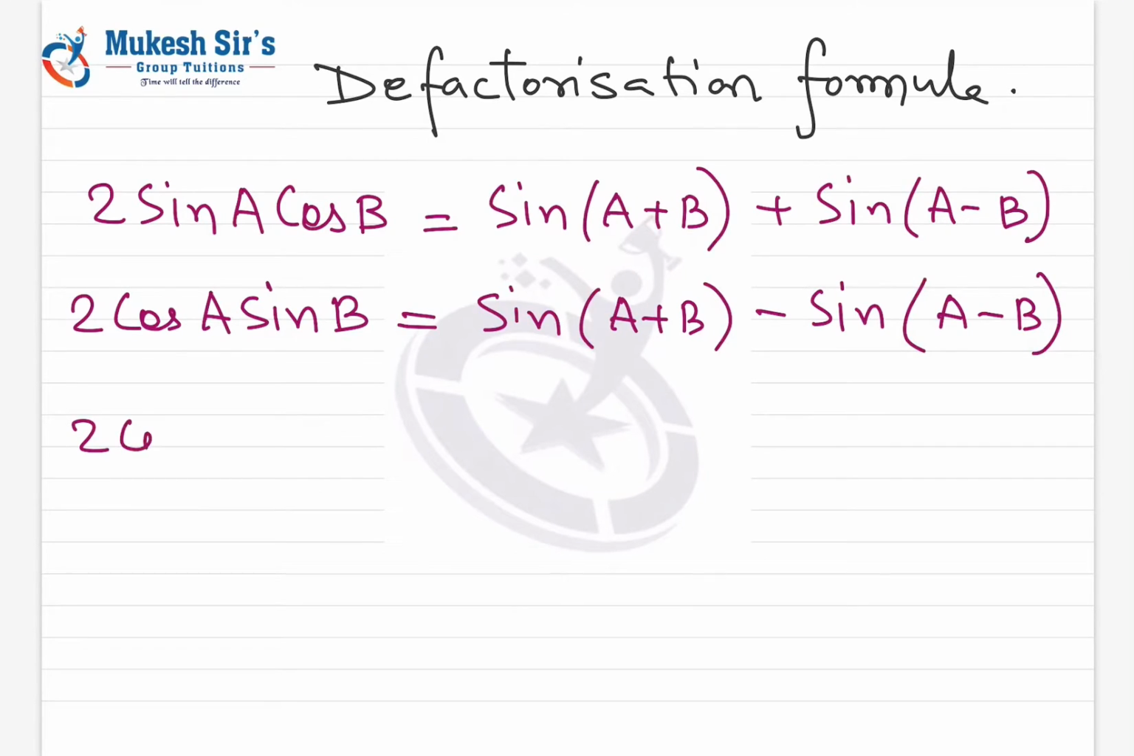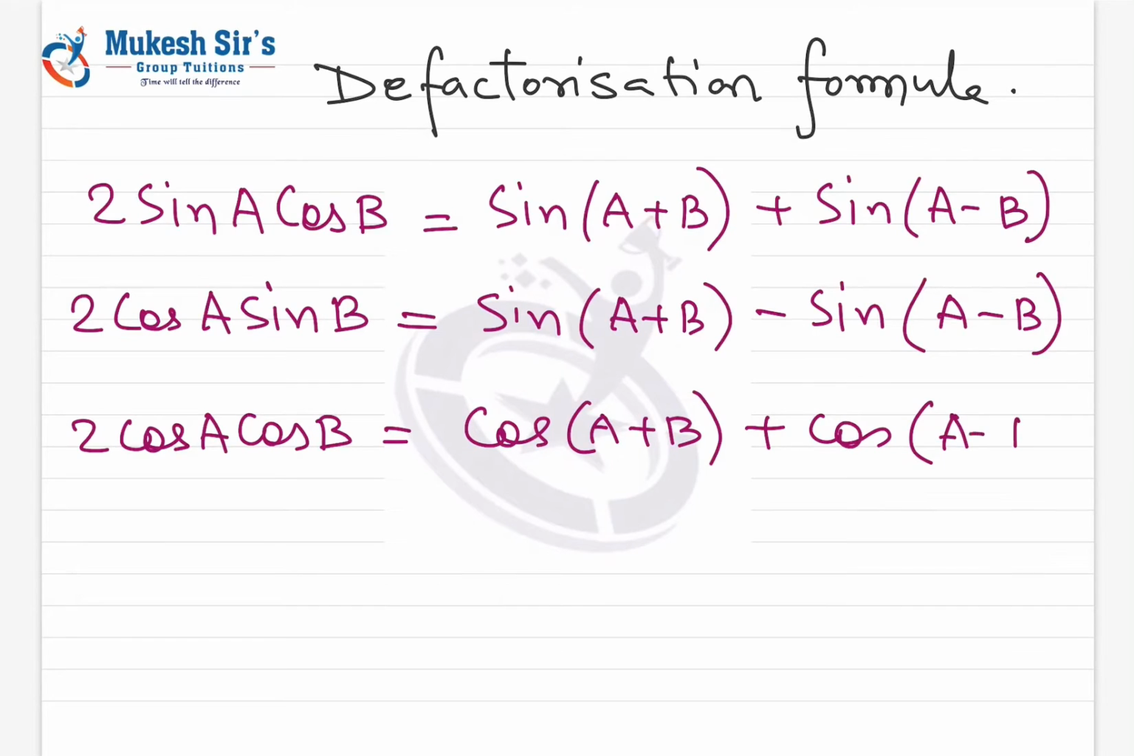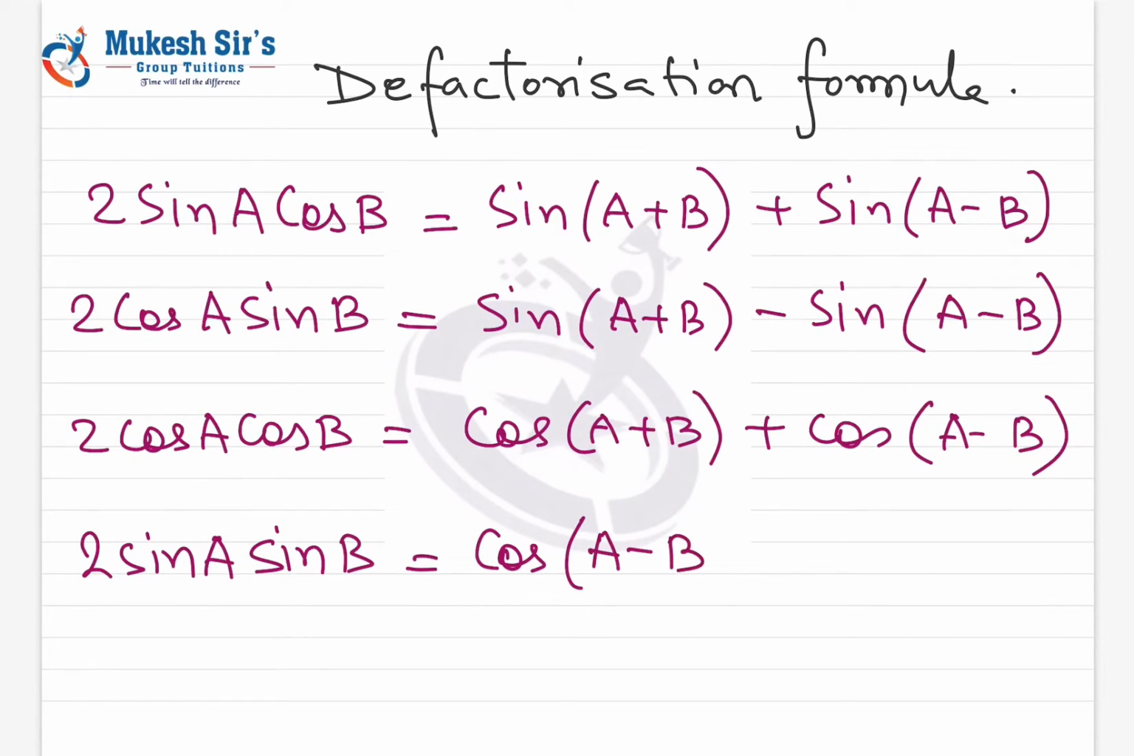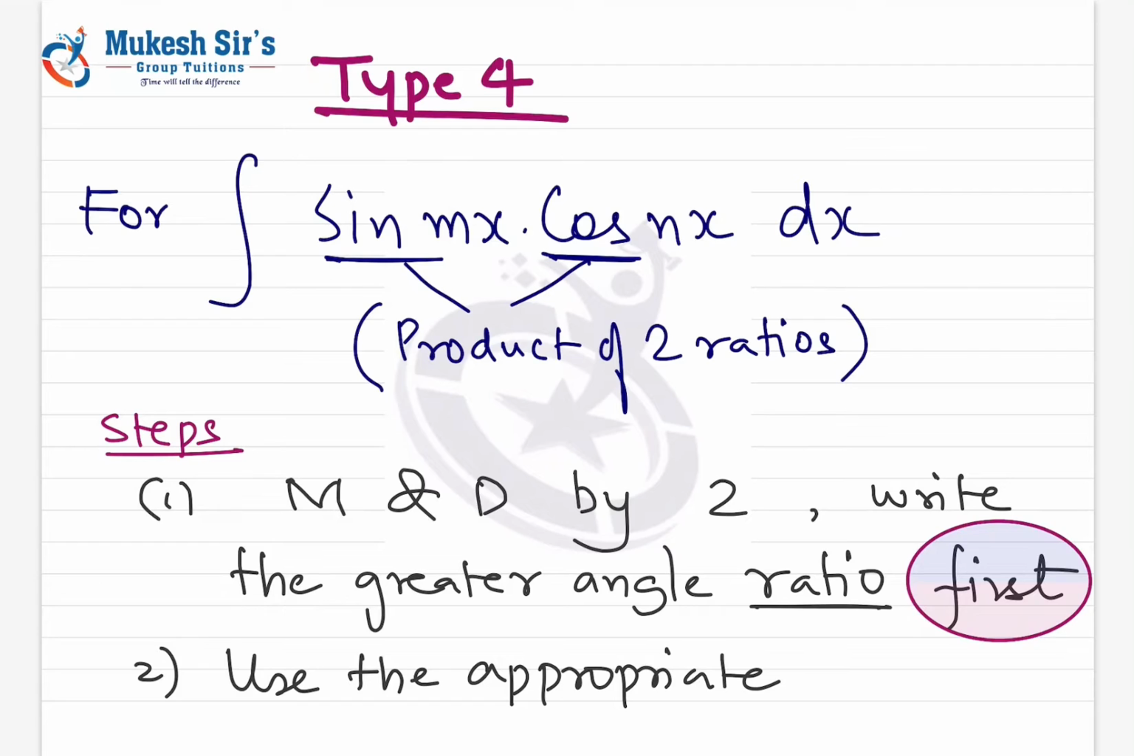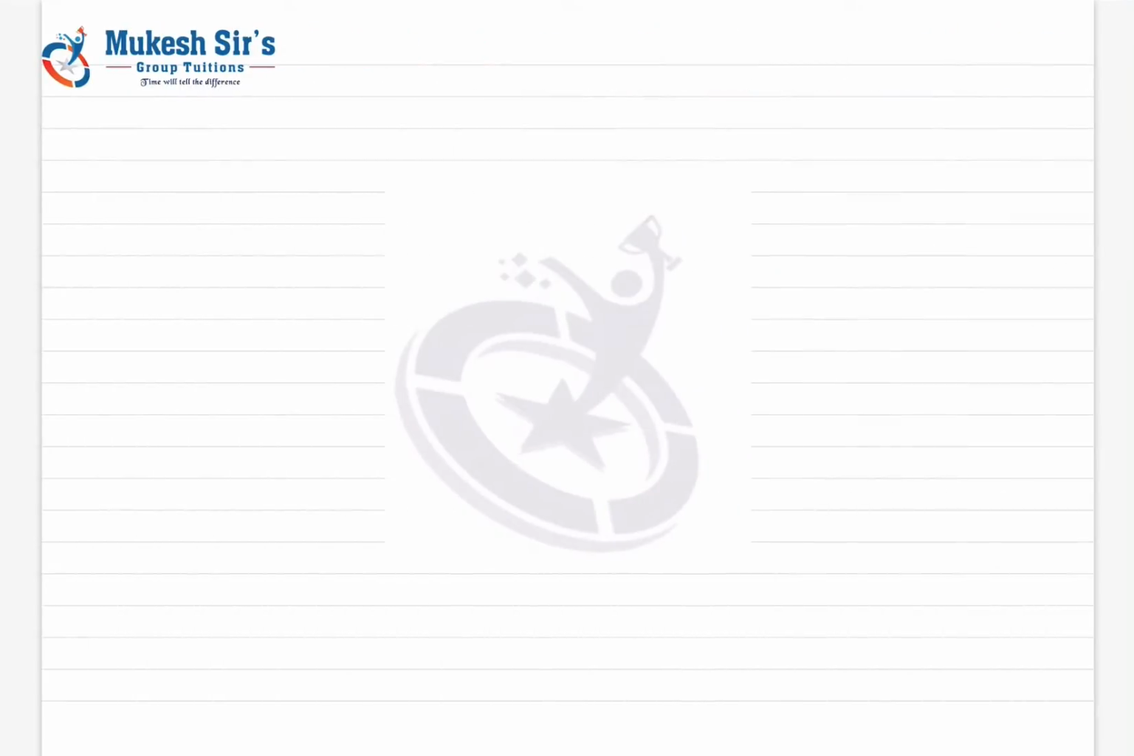The third formula is 2 cos a cos b, which is cos of a plus b plus cos of a minus b. And the last formula is 2 sin a sin b, which is cos of a minus b, इसमें minus पहले है, minus cos of a plus b. So please learn the formulas by heart and then apply them in the sums. You get the answer there. Clear? So this you get for a product of 2 or more ratios. We solve an example of this.